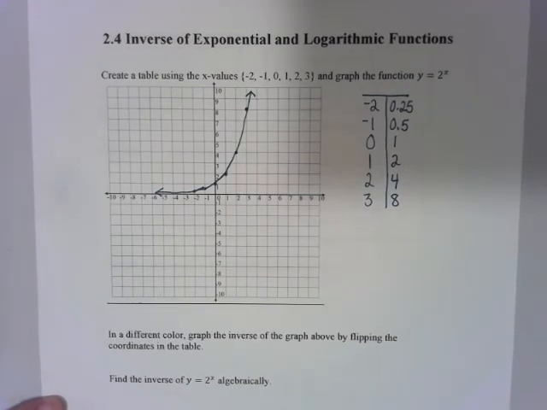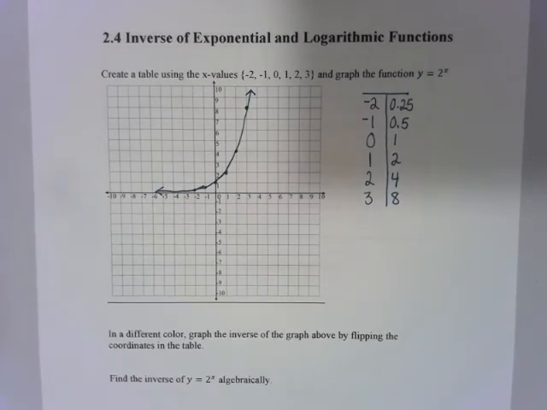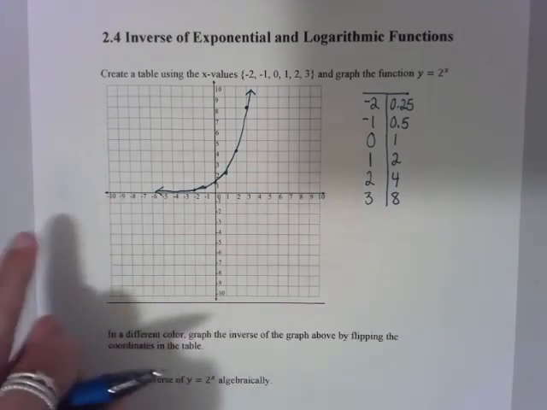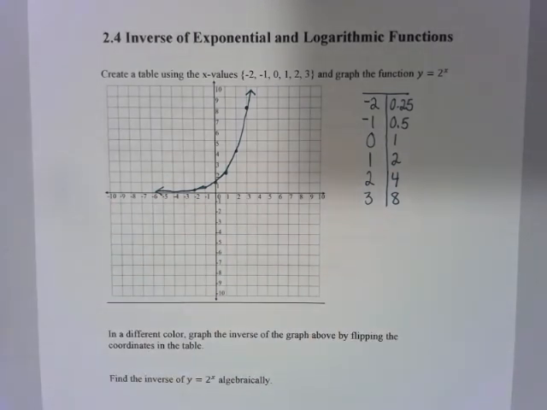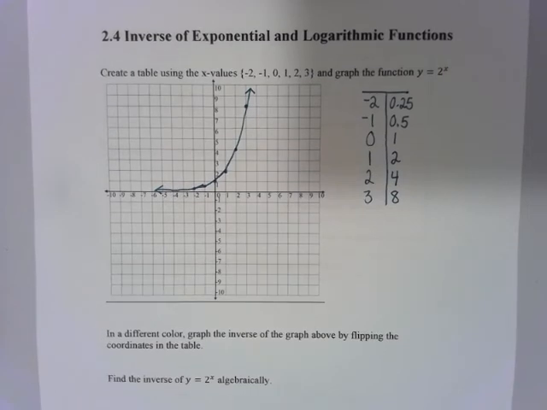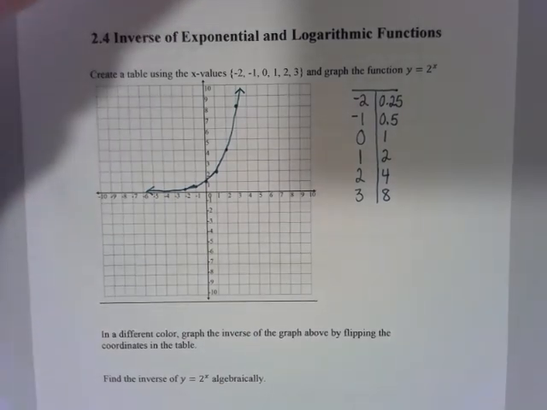The graph you drew should have looked something like this. Remember that we do have an asymptote on our exponential functions, and if you struggle with creating the points in a table, you can always graph this in your calculator and go from there. The next thing we're going to do is find the inverse of this graph.